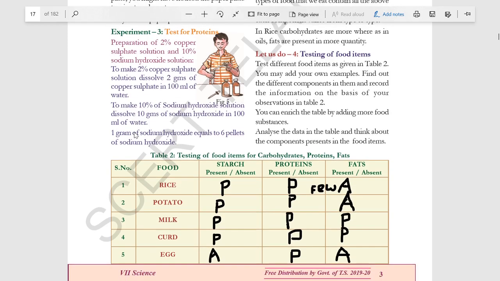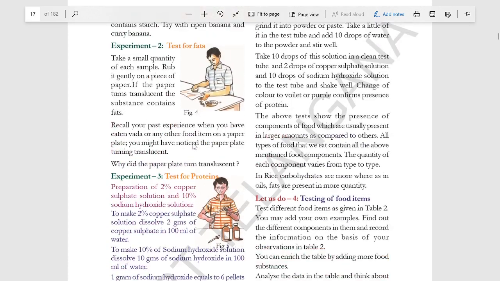To prepare a 10% sodium hydroxide solution, what do you do? Take 100 ml of water and add 10 grams of sodium hydroxide into the 100 ml of water. This gives you the solution. So 1 gram of sodium hydroxide equals about 6 pellets of sodium hydroxide. So 1 gram of sodium hydroxide is equal to how much? 6 pellets of sodium hydroxide.